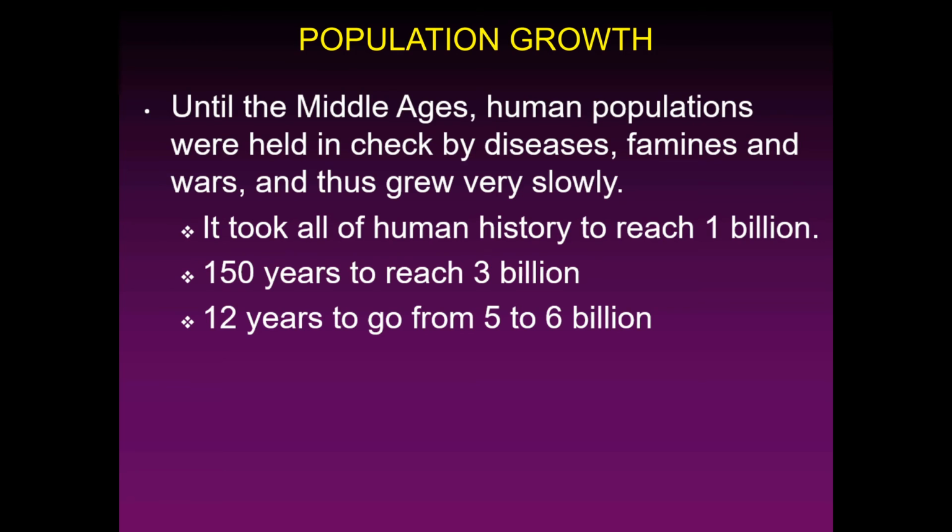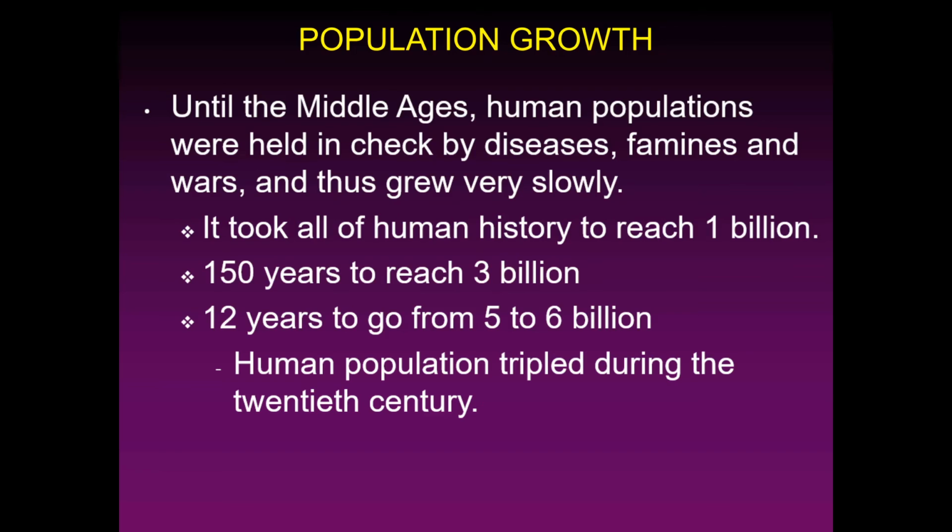12 years to go from 5 to 6 billion. So what that means is that human populations tripled during just the 20th century. All right. And a lot of this is rapid expansion. You have to think that the United States went from under a million to 300 million in 200 years.